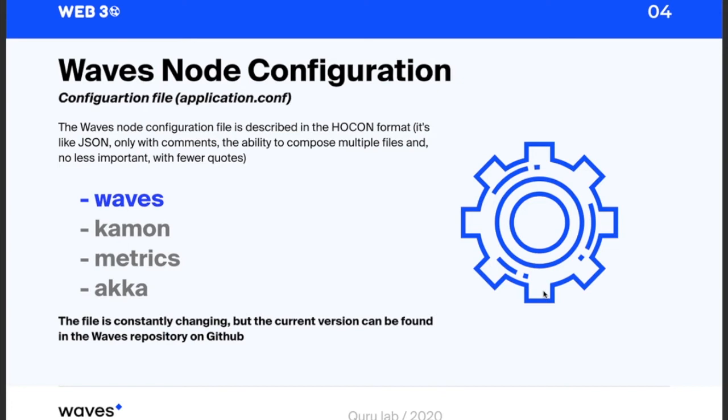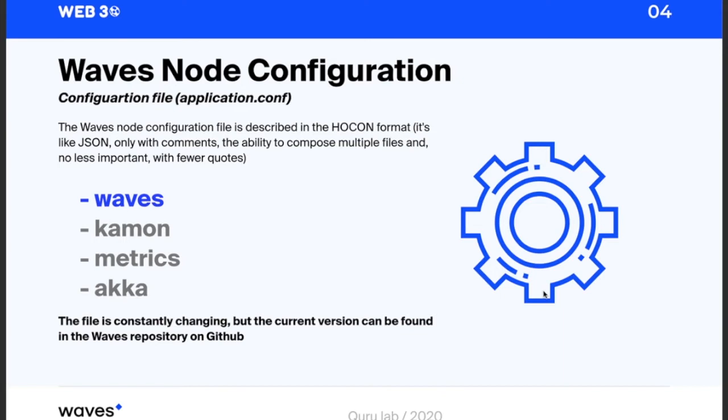So this file is what determines how the node runs. It is in this file that the parameters, the rules, and the structure of the Waves blockchain are determined. Now, the Waves node configuration file is described in HOCON format.